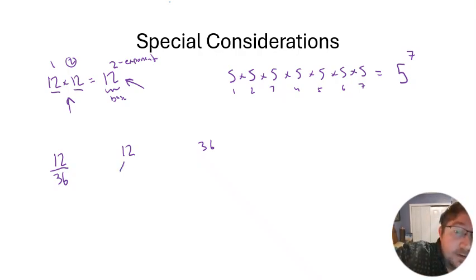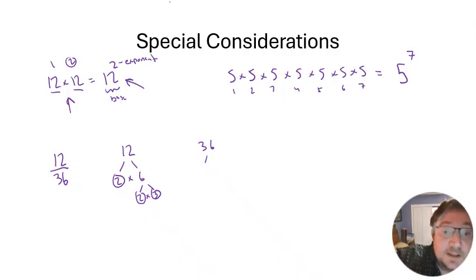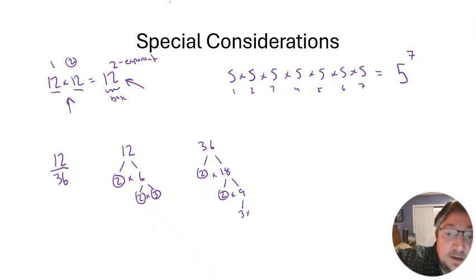So 12 is 2 times 6. 2 is prime. 6 is 2 times 3. 2 and 3 are prime. 36 is going to be 2 times 18. 18 is 2 times 9. And 9 is 3 times 3. Circle my prime numbers. All right, step 1, same.